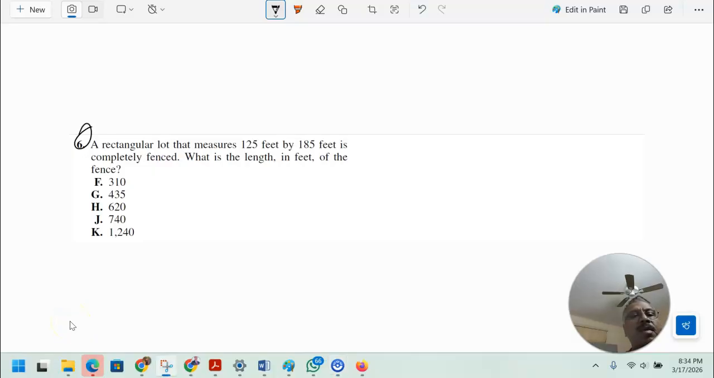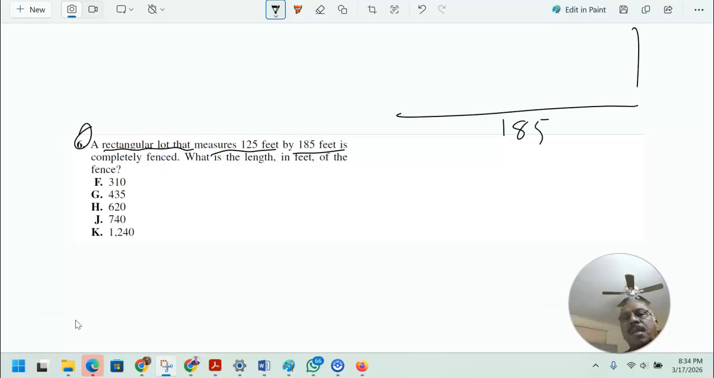Question number 6 says a rectangular lawn that measures 125 feet by 185. So let's say this is 185 and this is 125. So this is a rectangle. What is a rectangle? Each angle is 90 degrees.